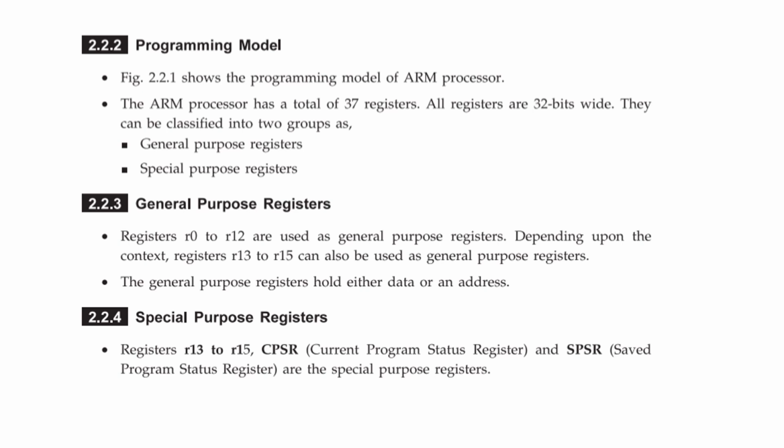They can be classified into two groups. There are general purpose registers and special purpose registers. Registers R0 to R12 are used as general purpose registers. Depending upon the context, registers R13 to R15 can also be used as general purpose registers. It depends, not in all situations. General purpose registers hold either data or an address, right?